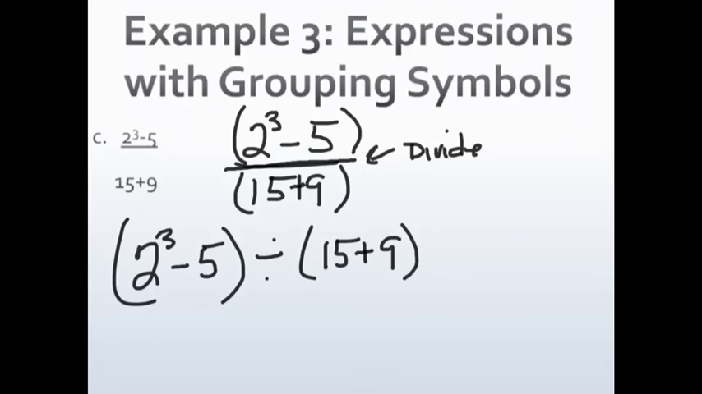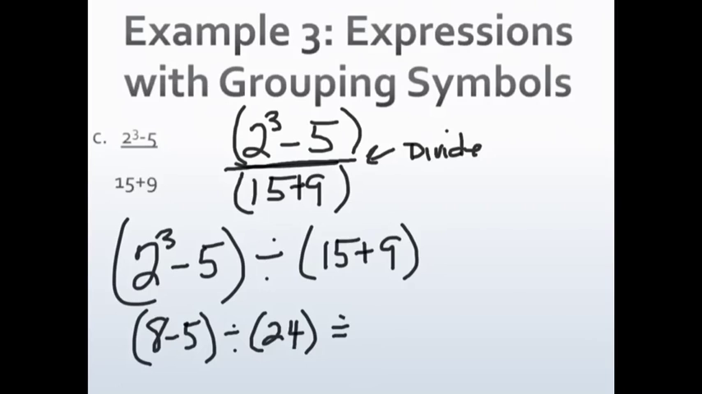All right, so again, I'm going to do what's in the parentheses first. The division is going to have to wait. 2 to the third power is 8 because exponents supersede subtraction, division, everything else. So 2 to the third power is 8 minus 5, right? Divide that by 15 plus 9 is what, my little friends? Yes, yes, indeed. It is 24.